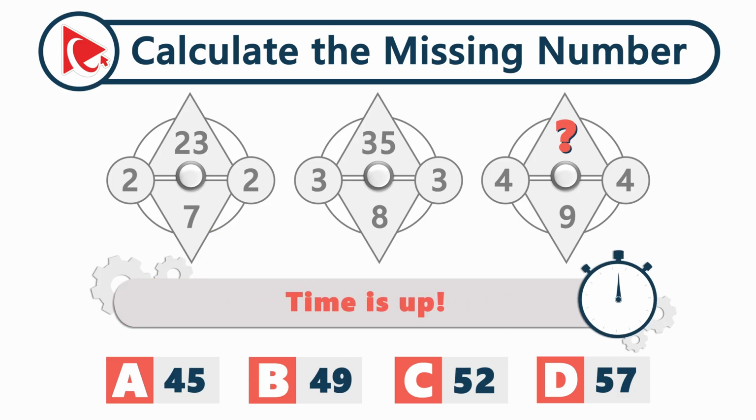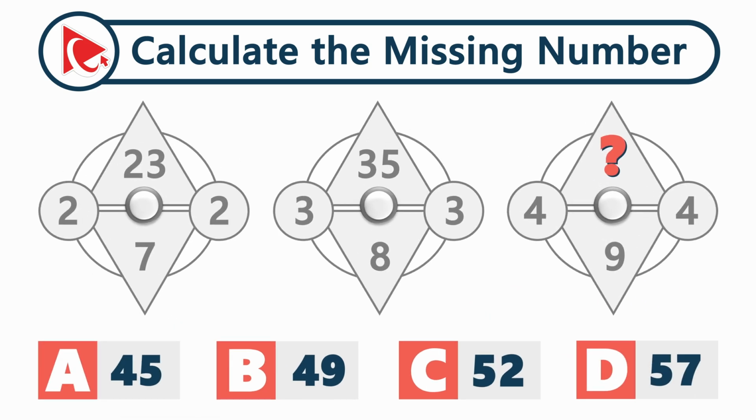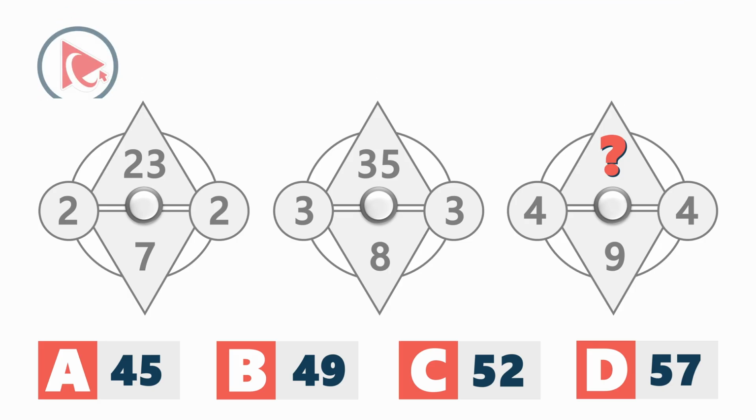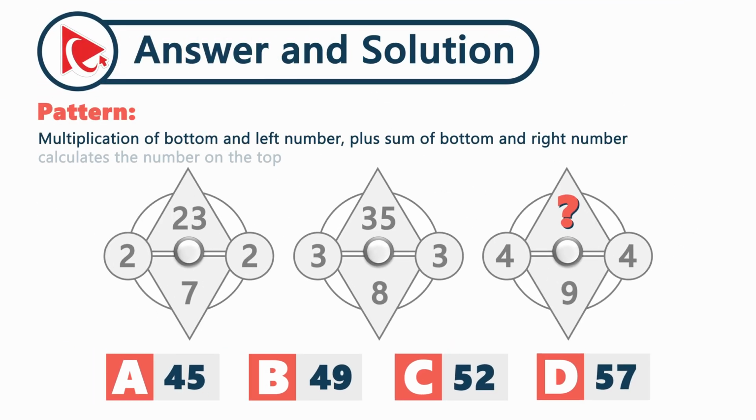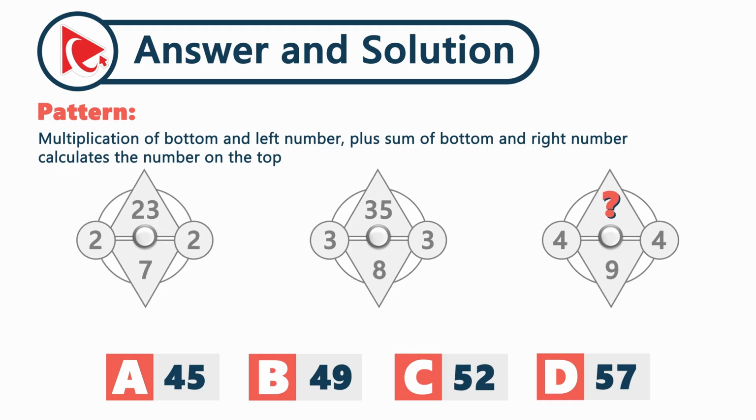Time's up. Are you ready with your answer? As you might have guessed, the best architecture is extremely simple. Same as the pattern here. Multiplication of bottom and left numbers plus sum of bottom and right numbers calculates the number on the top. Let's look at the example. Let's start with the number 7. 7 multiplied by 2 plus 7 plus 2 in parentheses equals 23.